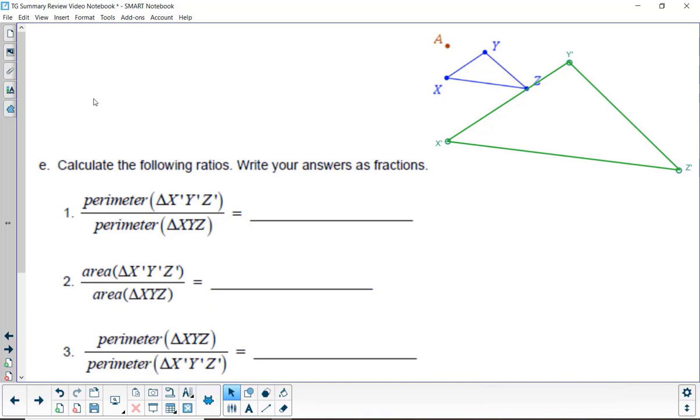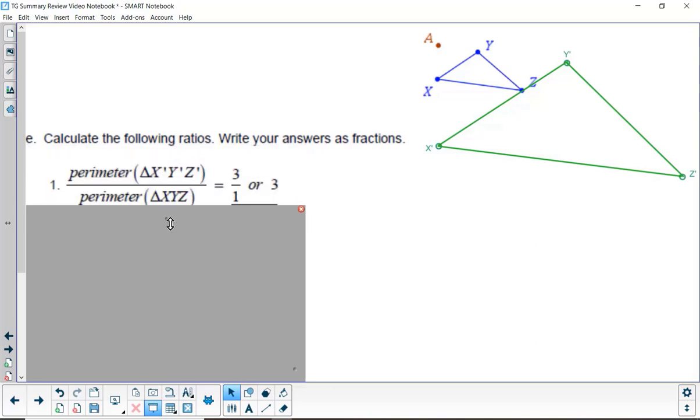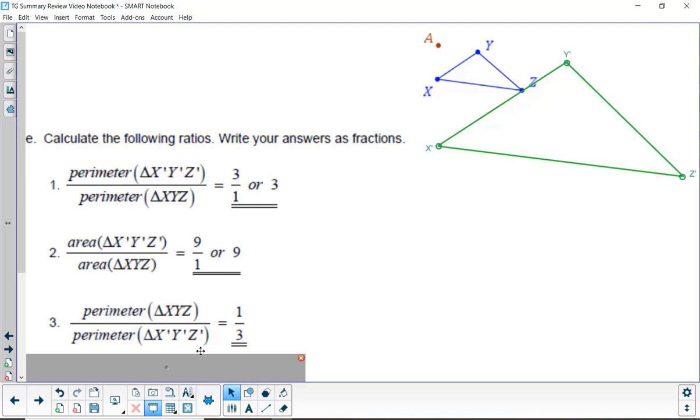Part E has 3 parts to it. So the ratio of the perimeters going from the pre-image to the image is 3 to 1. The areas, however, you might remember, are the squares of that, 9 to 1. This covers 9 times more surface space than this does. And the ratio in the other direction should be the reciprocal of this, 1/3. Press pause as needed.